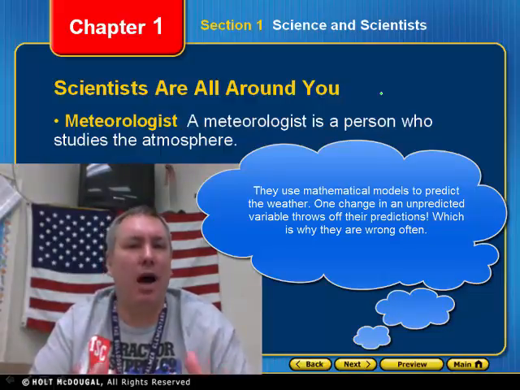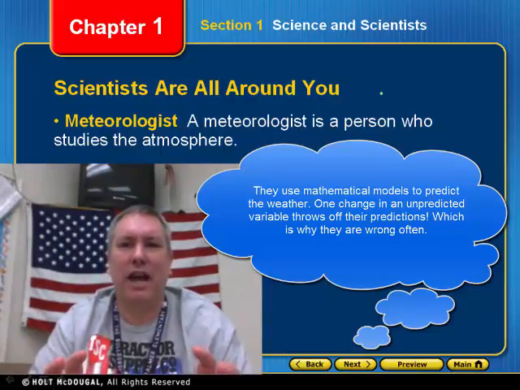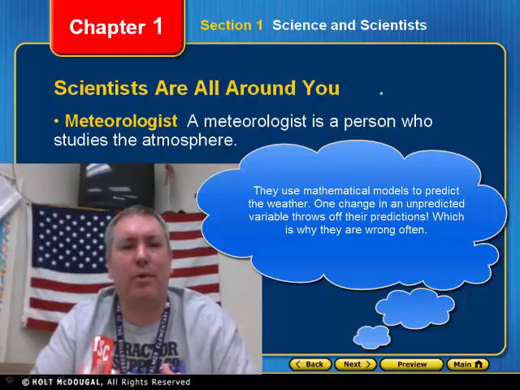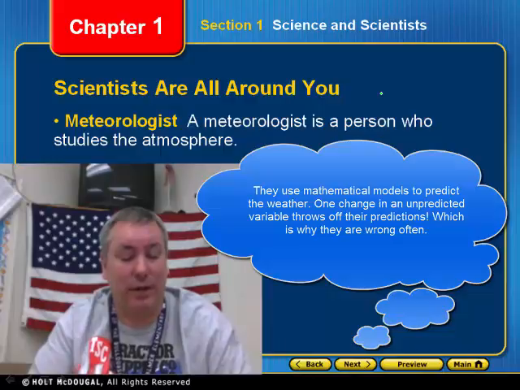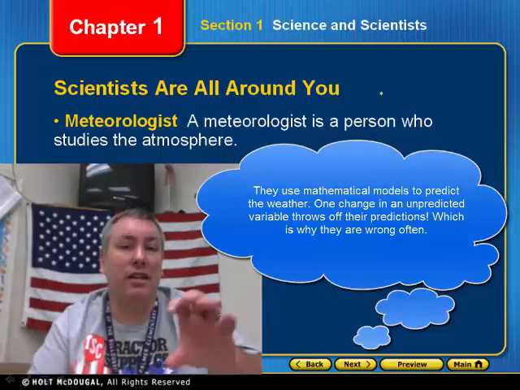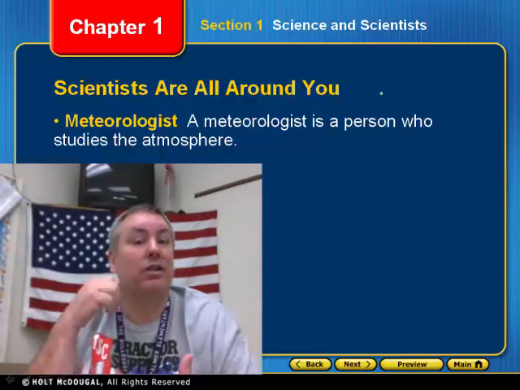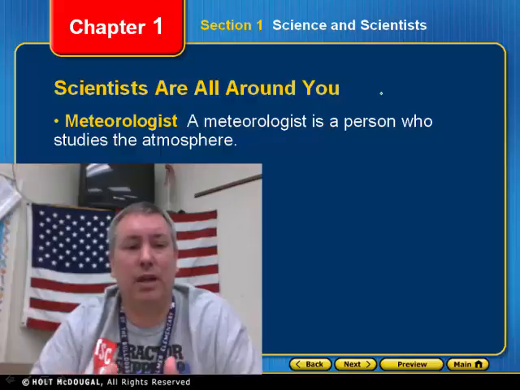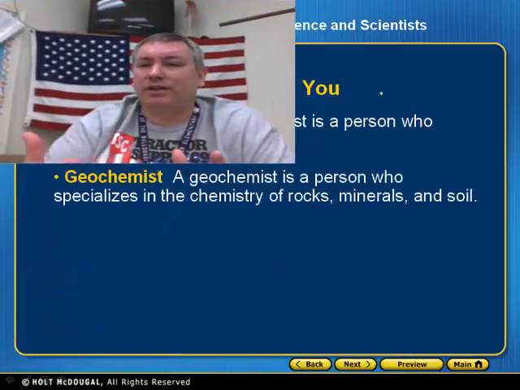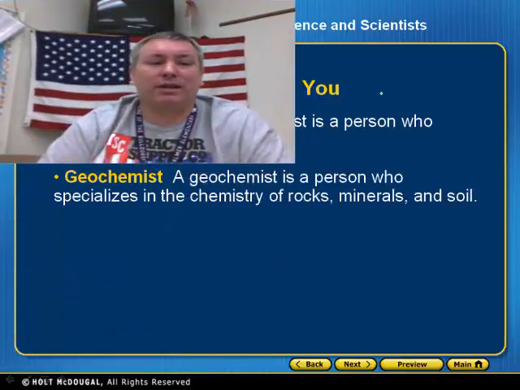They take all the models that they have, the mathematical models, and they do all their computations, and they come up with an idea of what the weather's going to be like, based off of the readings we have today, plus looking at historically what the weather's like here, or in Gatlinburg. So that's one job that you could do if you were a scientist. You could be a meteorologist. Another job that you could do if you were going to be a scientist would be a geochemist.